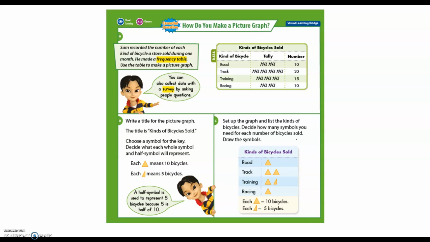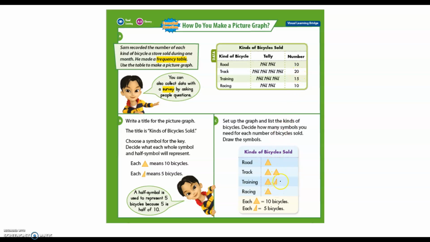Draw the symbols. Looking back at my data in my frequency table, I see there were 10 road bikes sold. So Sam drew just one triangle. Why would Sam draw just one triangle if there were 10 bikes sold? Because one triangle equals 10. Then I see that Sam drew 2 triangles for track bikes because each triangle equals 10, 10, 20, and that's how many track bikes he sold.